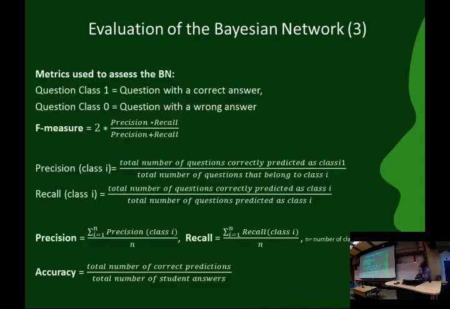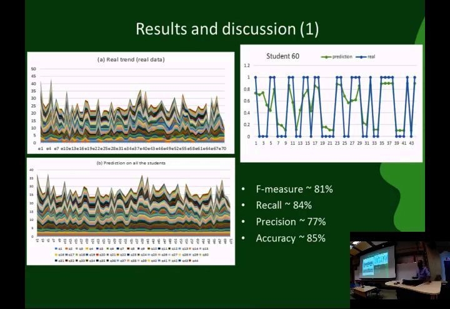Okay, so we use some parameters to make this evaluation: classic precision, recall and accuracy. And what we get is quite interesting. For example, if we compare the trend of the real data from one student, what you have here is the answers of a student on the 49 questions. We can see that the trend of the prediction is quite similar to what we get from the real data. But maybe the most important thing is that after 10 to 15 questions, the prediction accuracy becomes very interesting. We are speaking about 80% in terms of accuracy.